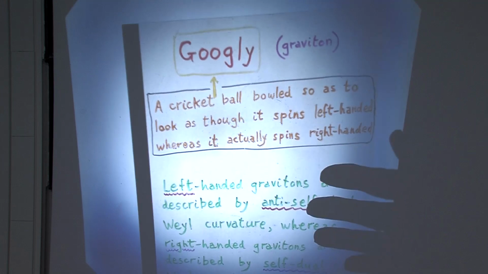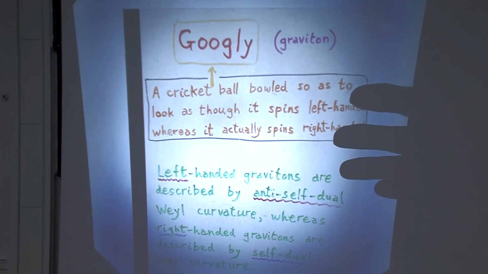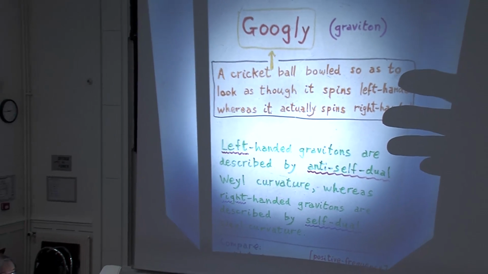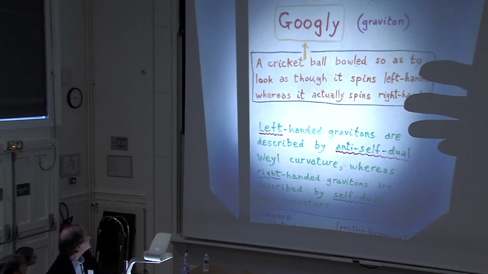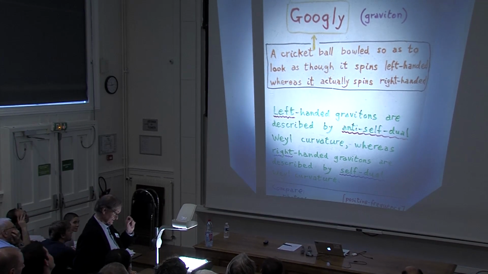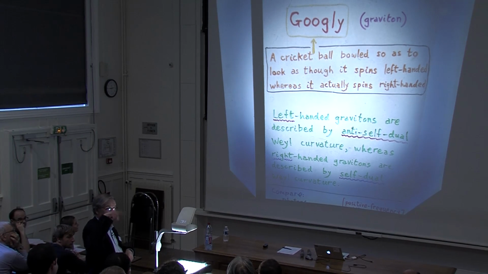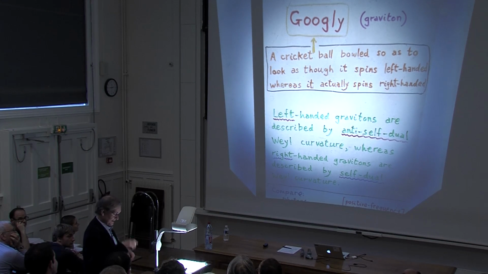It's what we call the Googly Problem. And those of you who know about cricket will know what a googly is. Those of you who don't know about cricket, which is probably the majority here, a googly is a cricket ball which is bowled. I should say what a leg break is first. A leg break is a left-handed spinning ball. The ball is bowled in such a way that it spins left-handed.